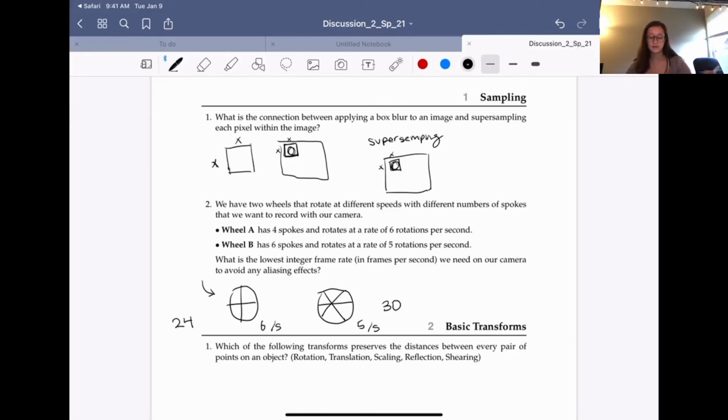So now we know from the Nyquist theorem that we need to sample more than double the highest signal frequency. So since we know the highest signal frequency is 30, then we're going to need to sample greater than 60 times per second. So the lowest possible frame rate that we can sample at to avoid any aliasing will be 61 frames per second.